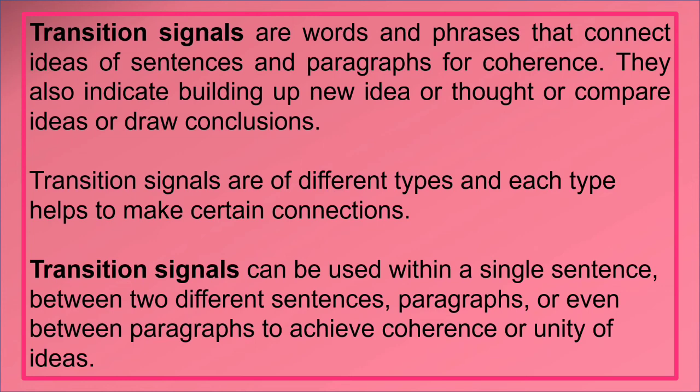Now, transition signals are of different types and each type helps to make certain connections. As we go on, we will learn the different types of transition signals. It can also be used within a single sentence, between two different sentences, or even between paragraphs to achieve coherence or unity of idea. So, we can see transition signals in a single sentence, in two sentences, and also in paragraphs to achieve coherence, unity, or consistency of ideas.